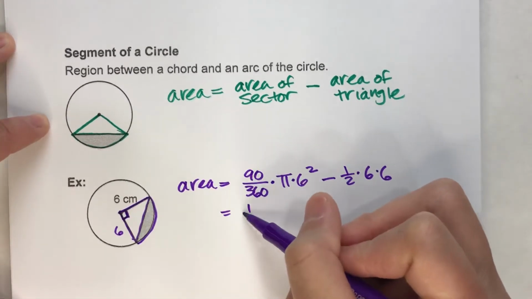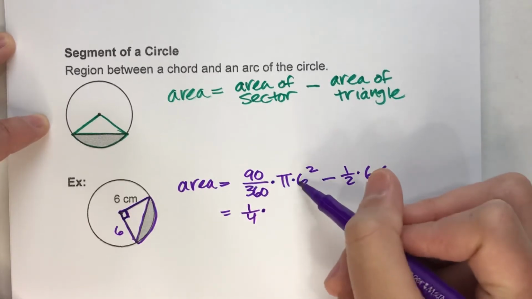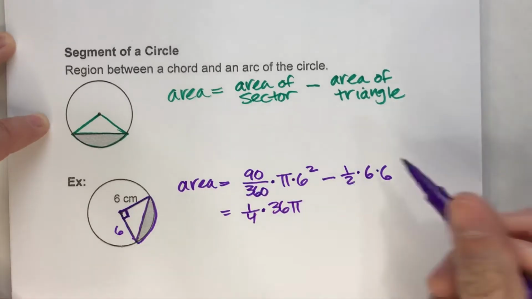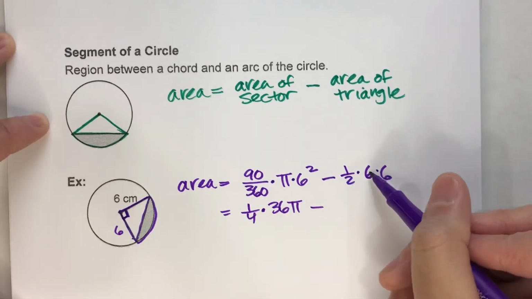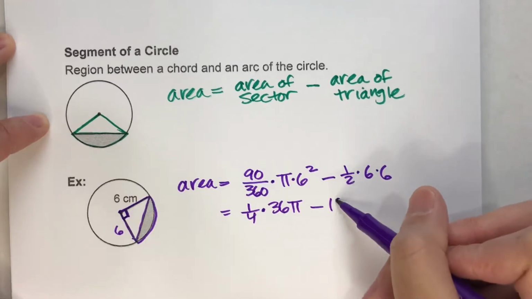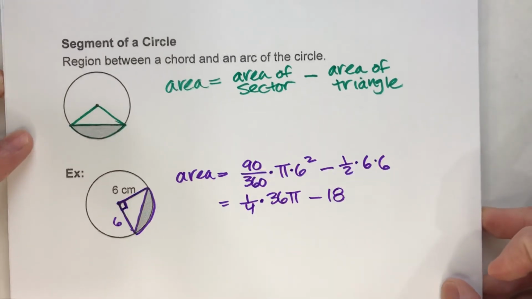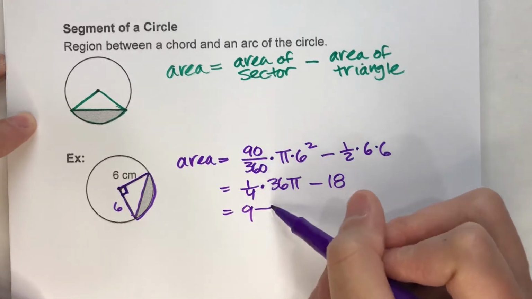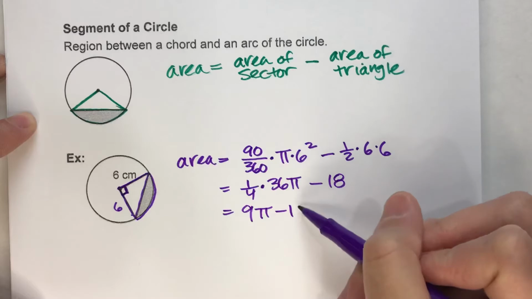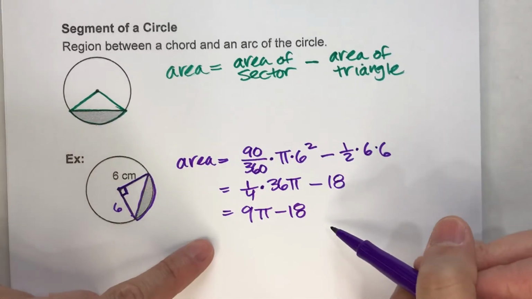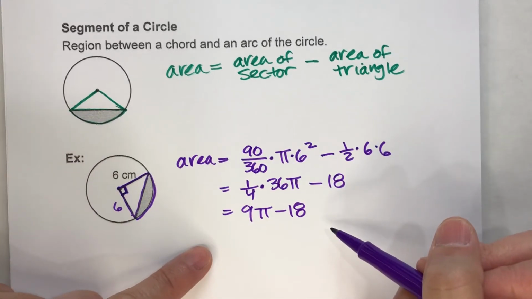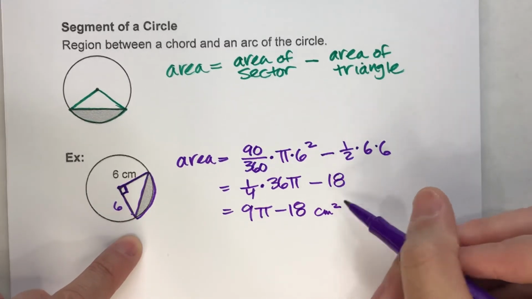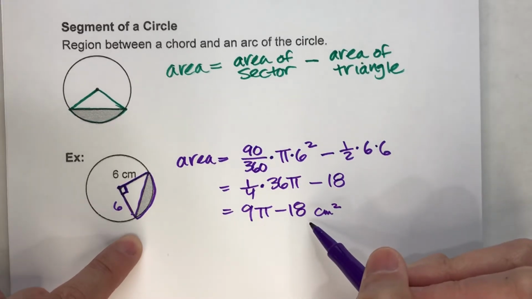90 over 360 is 1/4. And 6 squared is 36, so this is 36 pi. Now for the area of the triangle, 6 times 6 is 36, and half of that is 18. Now we can simplify this a little bit more. 1/4 of 36 pi is 9 pi. So this is really 9 pi minus 18, and that's as much as we can simplify it while keeping it in terms of pi. So this is 9 pi minus 18 centimeters squared. There's your exact area in terms of pi.